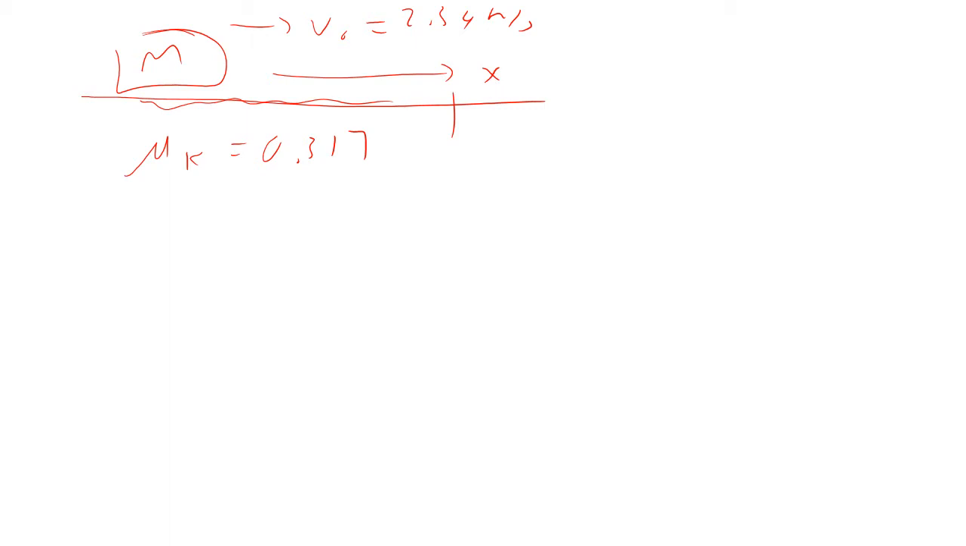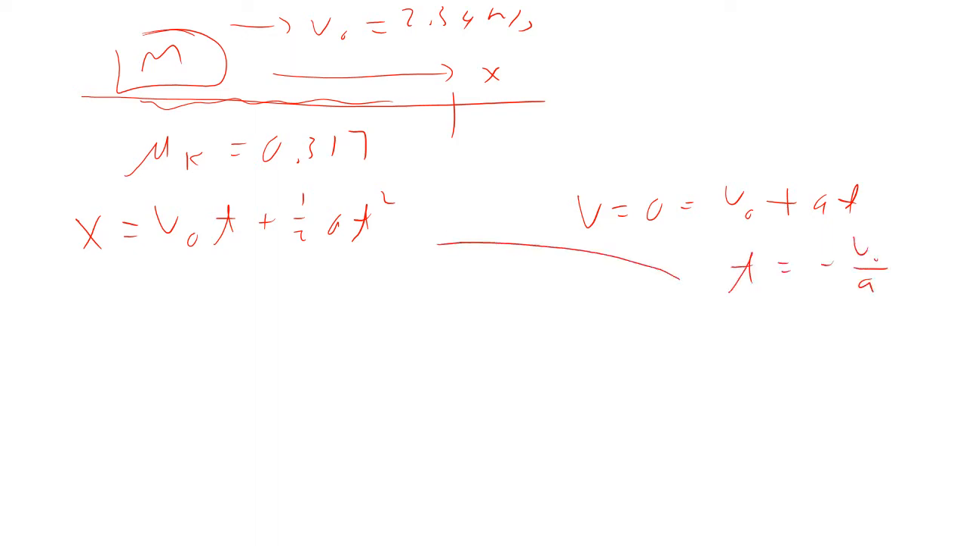Well, we've already done this problem, so we know that x is going to be v naught t plus 1/2 at squared. We know that the final velocity is 0, that's just v naught plus at. Okay, so t is minus v naught over a. I plug into this equation over here, and after a little bit of algebra, I get minus v naught squared over 2a. Nothing is different from what we did before.